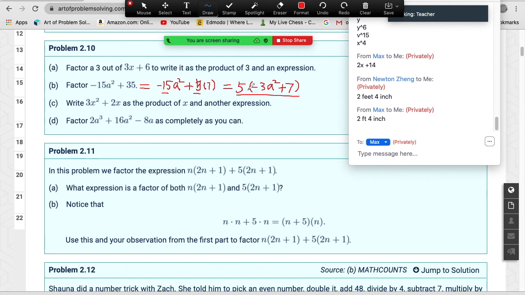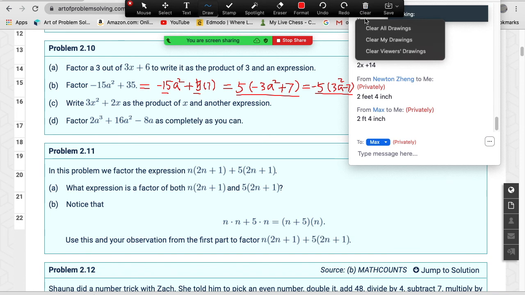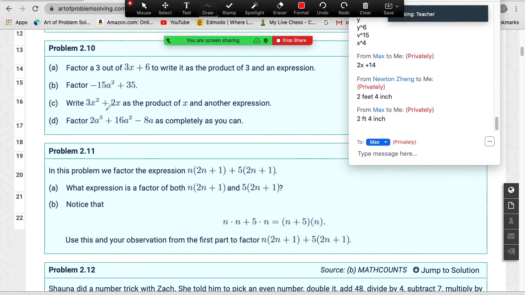You can also take the negative out, to make the first term positive. Take a negative out, then this one will be 3a squared minus 7, right? You can also write it this way. Okay, now let's see the next one.